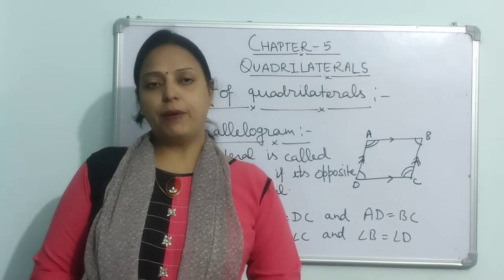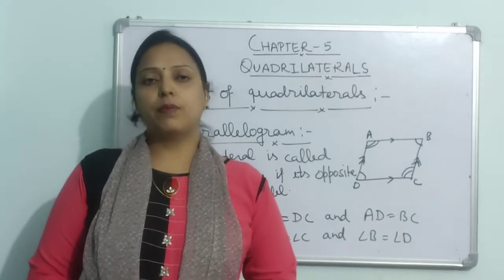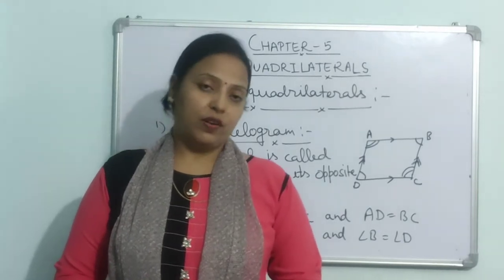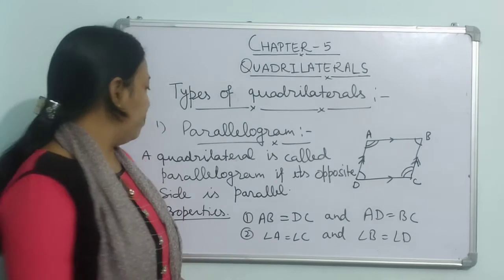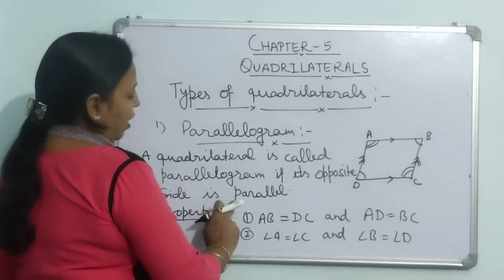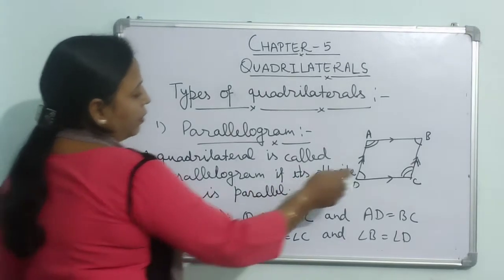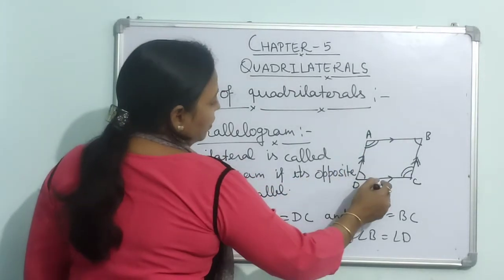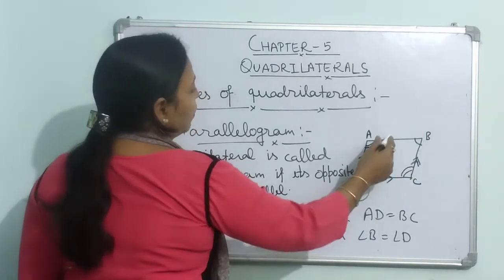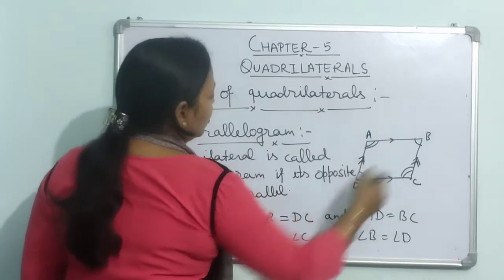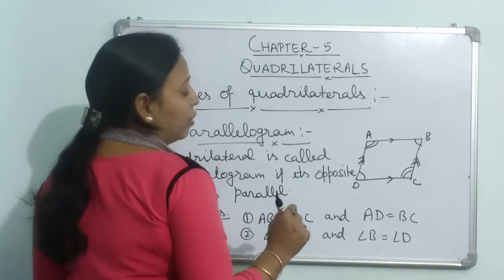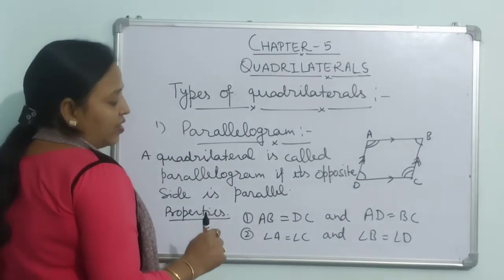Now types of quadrilateral. In that first we will discuss about the parallelogram. So what is parallelogram? A quadrilateral is called parallelogram if its opposite sides are parallel. Opposite sides are parallel. Here see, AB and DC are the opposite sides, AD and BC are the opposite sides, and if these opposite sides are parallel to each other, then this type of quadrilateral is known as parallelogram. Now some other properties related to the parallelogram.